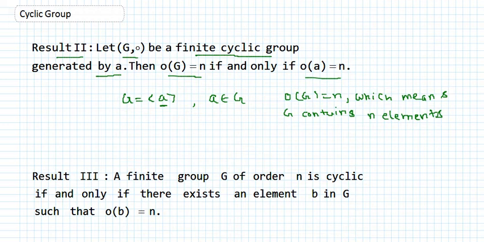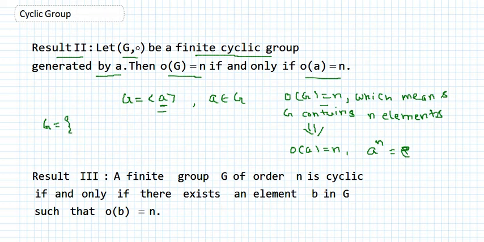So this result implies that if the order of G is n and G is cyclic generated by A, then the order of A is n, which means that A to the power n equals the identity element, let me write the identity element E. So A to the power n will be the identity element E of the group G. If the order of G is n, which means G contains n elements, and G is generated by A, then you can be sure that the order of A will be n, which means A to the power n will be the identity element.